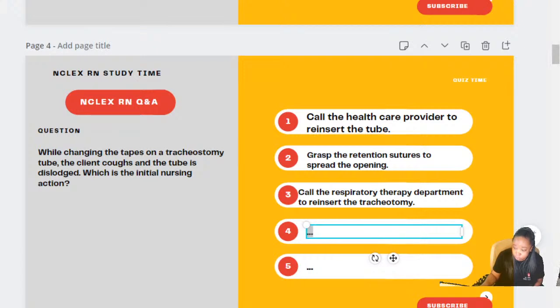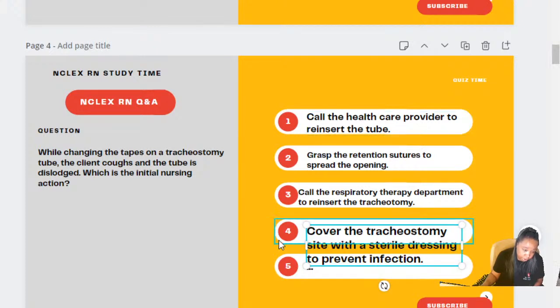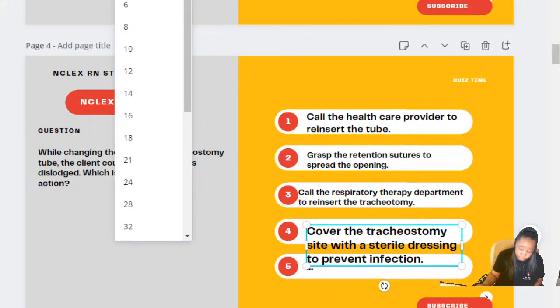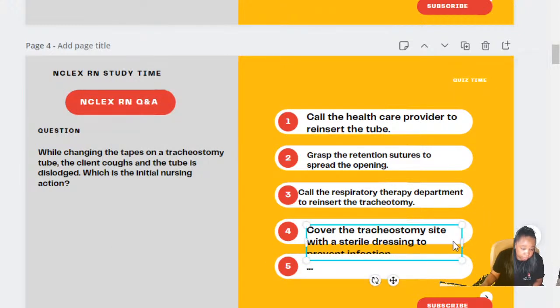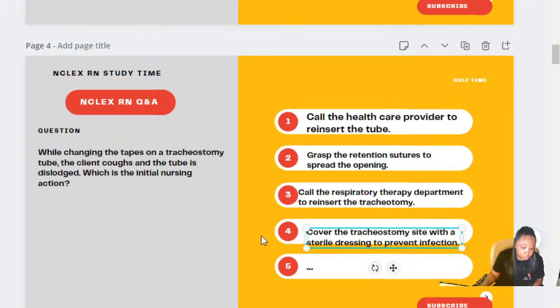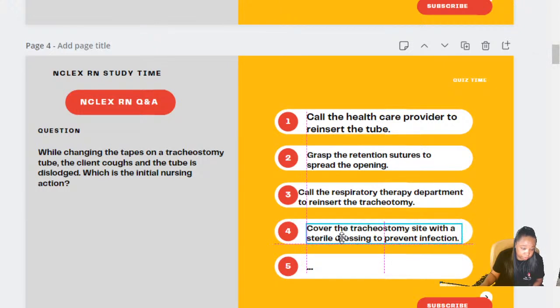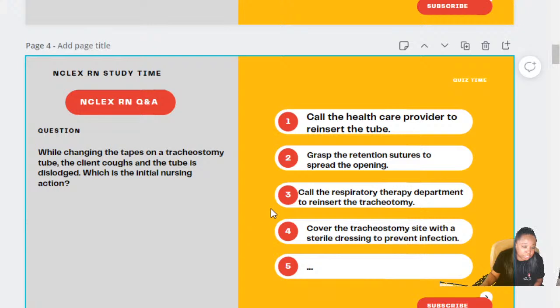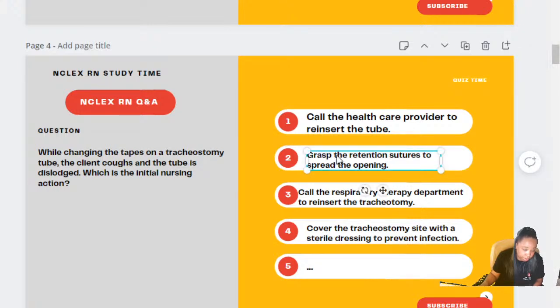Because you don't know how busy respiratory is, or how long it's going to take for respiratory to get there. So you have to do the first thing to help the patient. Okay? Since we went over all the answers, the best thing to do is number 2, right here.